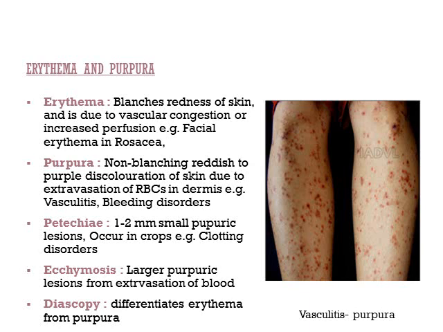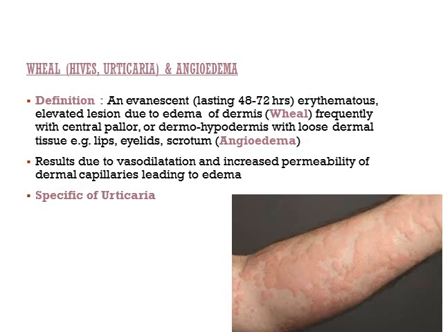Petechiae is purpura which is smaller in size. Ecchymosis is a larger purpura. Diascopy is the test which differentiates erythema and purpura. Then we have wheals, which is hives or urticaria, and angioedema. Here the wheals are nothing but evanescent erythematous elevated lesions due to edema of the dermis, frequently with central pallor. Angioedema involves the hypodermis with loose dermal tissue, for example lips, eyelids, scrotum.